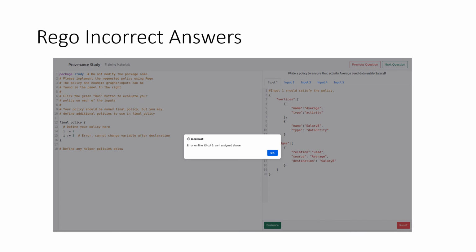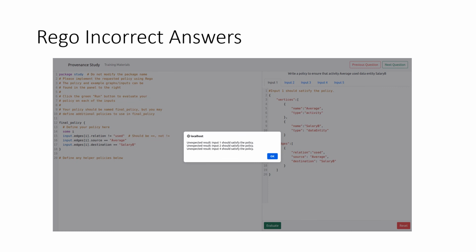In the case of an incorrect policy, an error message will be presented. Syntax or other errors in the code will be presented with a line number to help find the error. If the policy is valid but incorrect, the warning will list the inputs that did not pass.